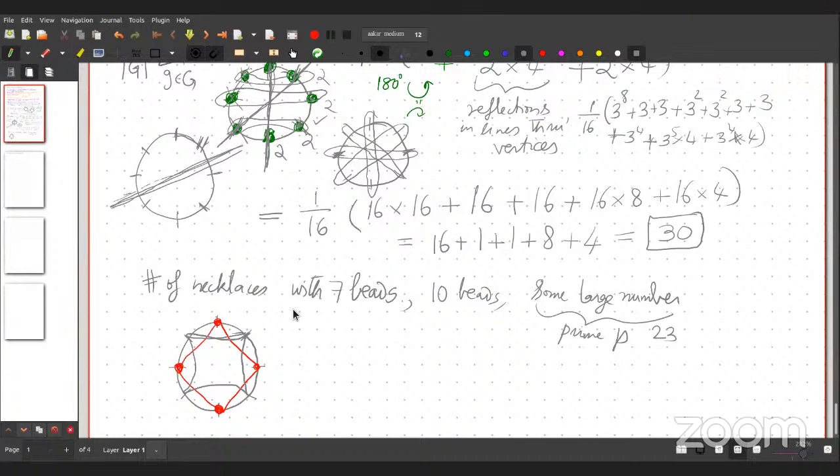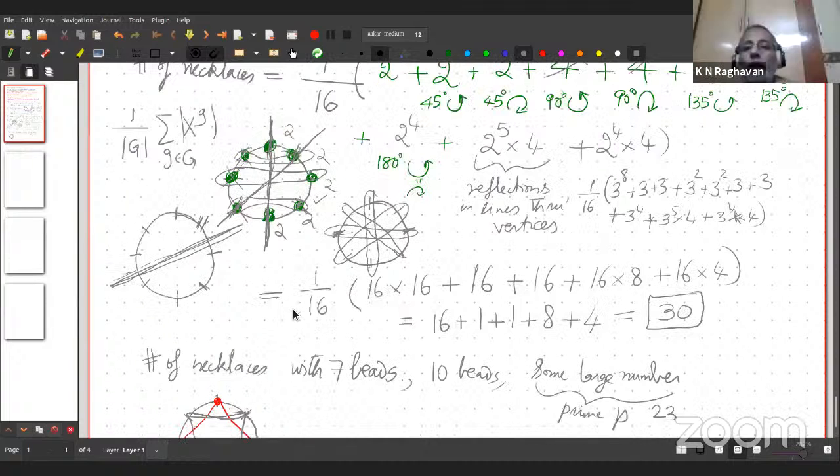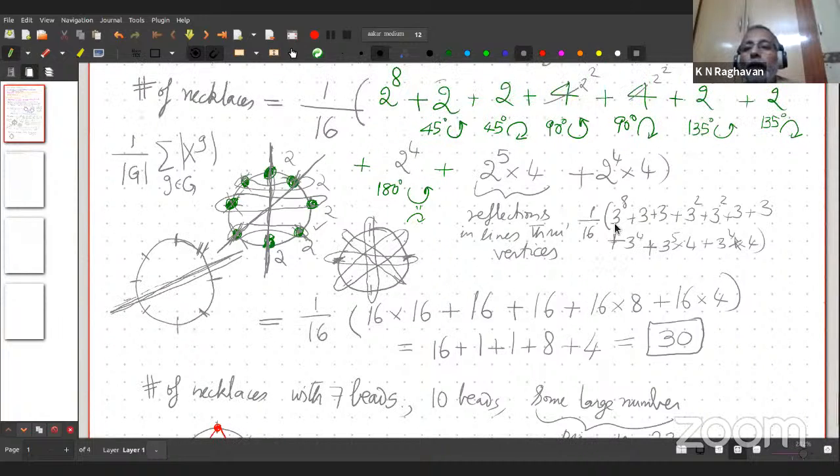So with any number of colors, you can do this, right? If it is with p colors, then you will just get p to the 8, plus p, plus p square, plus p square, plus p, plus p, plus p power 4, plus p power 5 into 4, plus p power 4 into 4. You just compute it. So are you convinced that we can do this for any number of colors? It is the same calculation. No difference.